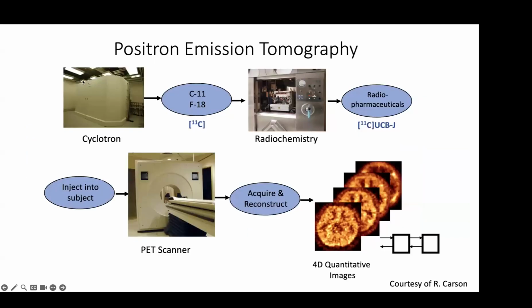So for the PET, we have the cyclotron that produces different isotopes. In the case of this study, the carbon-11, we have the radiopharmaceutical laboratory in which we put together the carbon-11 with the pharmaceutical. The ligand is injected into the participant, and then the images are reconstructed in 4D, having time as one of the dimensions.